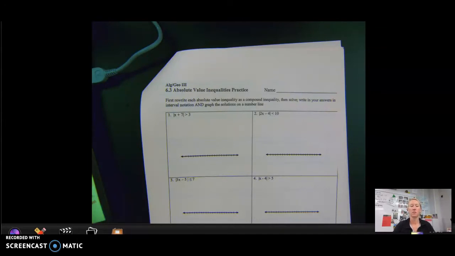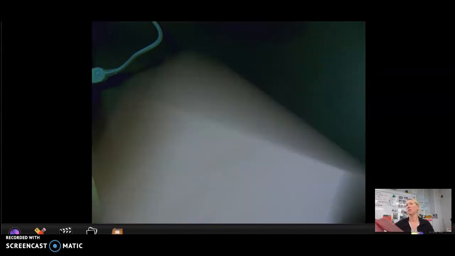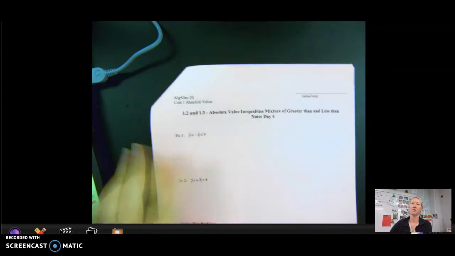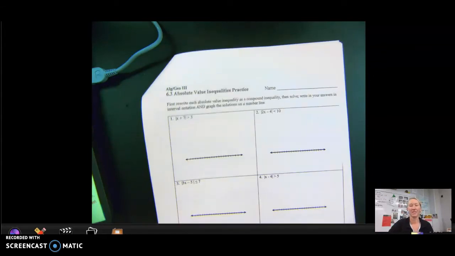You should have also gone through the quick notes that I took, the beginning class task, those quick notes that I took on those 3 problems. And then you should have worked on this sheet in your packet, this 1 and 2 where it mixes up greater than and less than absolute value problems. Then today, what you are working on.